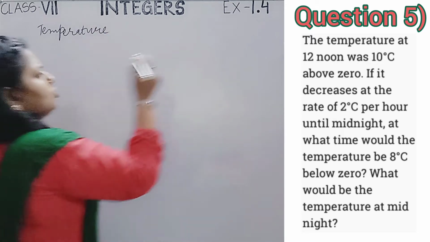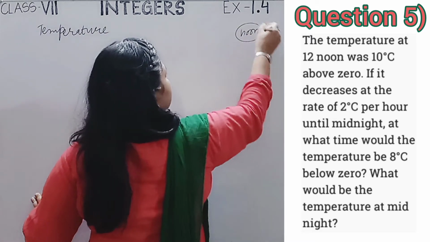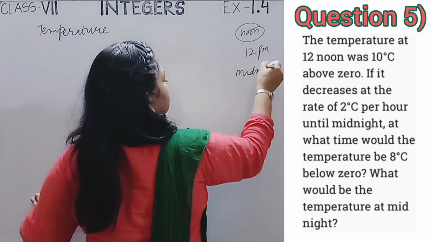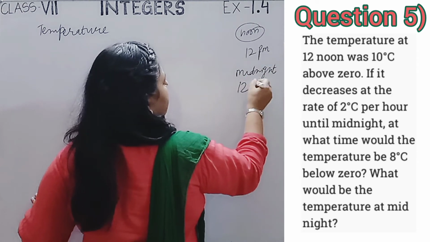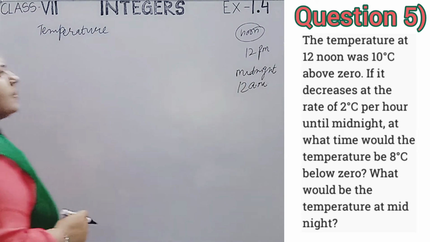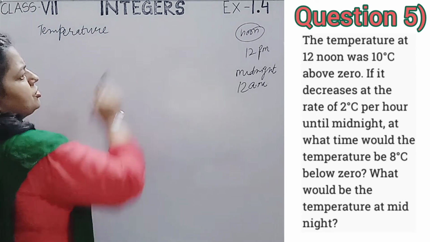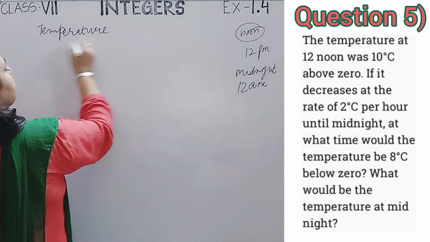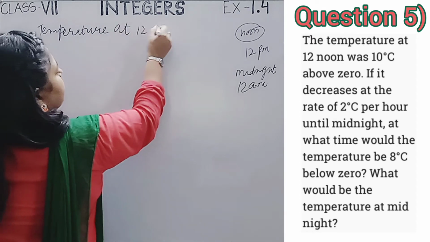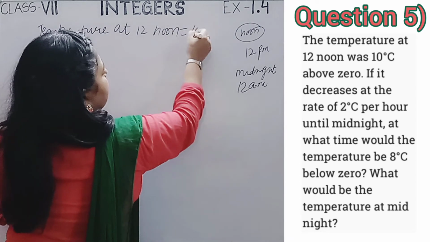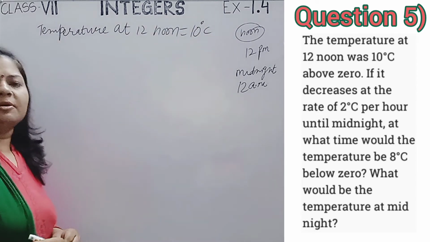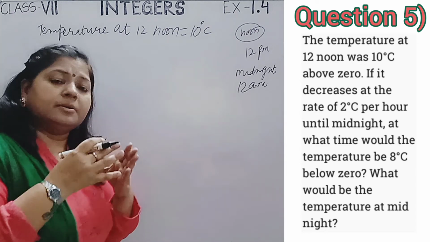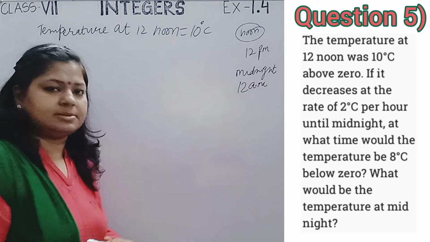So we know that noon means 12 p.m. sharp and midnight means 12 a.m. So here we have to see the question. Temperature at 12 noon and temperature is given 10 degree Celsius. And in question, rate of decrease in temperature is given 2 degrees Celsius. And this is understood: if temperature is decreasing, it means minus.